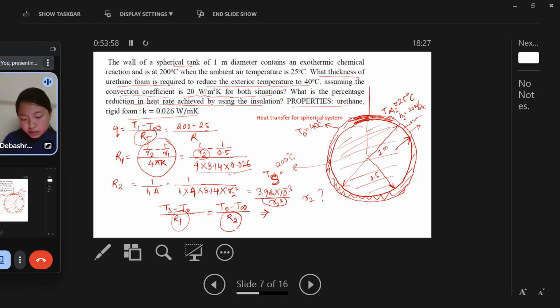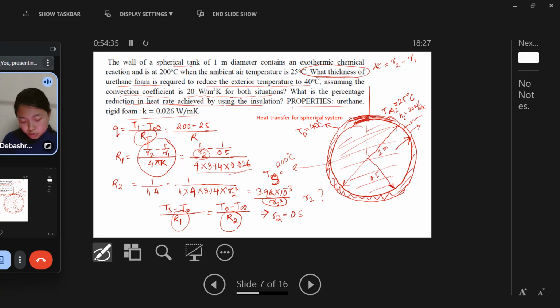So what have they asked? They have asked to find out what is the thickness. So this is the opposite of what is asked in the previous questions. In the first question, you calculated the outside radius, but now you got the outside radius, that is R2. So how do you get the thickness? Thickness you just get by R2 minus R1. So R2 you will get around 0. Just calculate and check it later, okay?